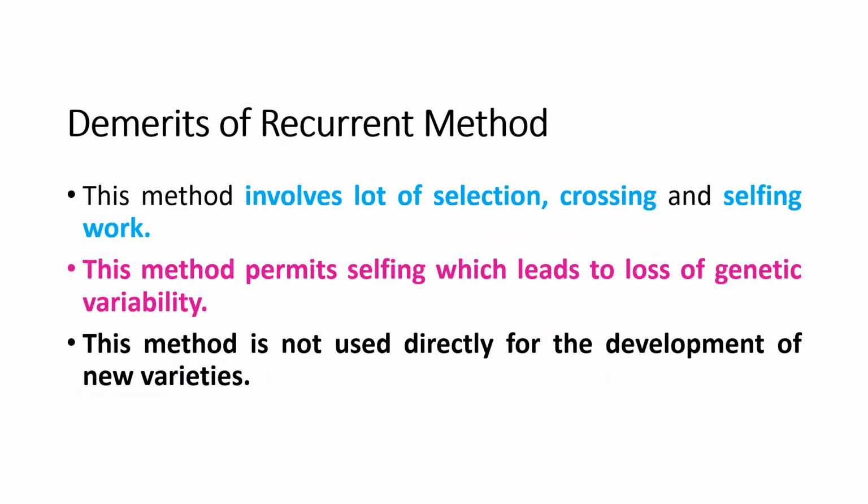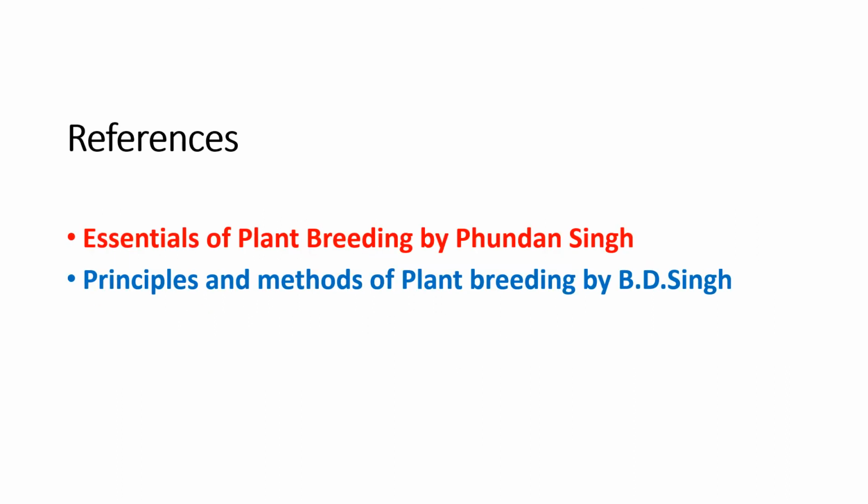Demerits of the recurrent method. This method involves a lot of selection, crossing and selfing work. This method permits selfing, which leads to loss of genetic variability. This method is not used directly for the development of a new variety.